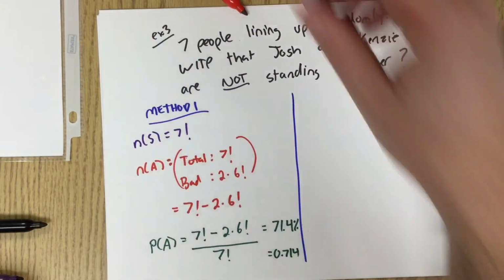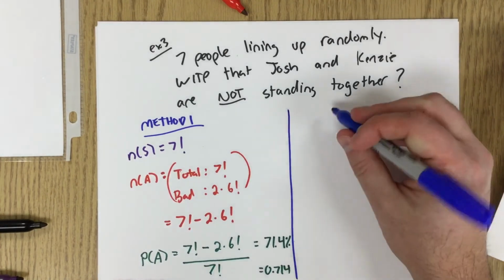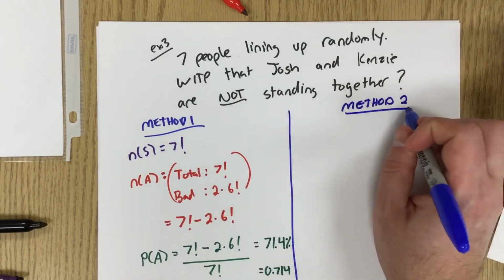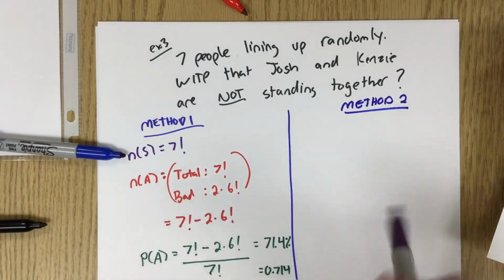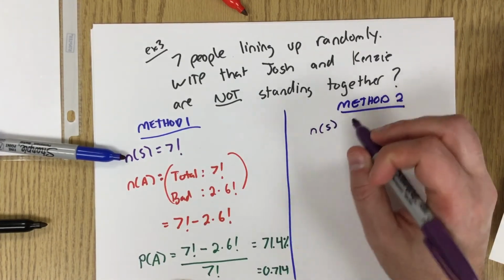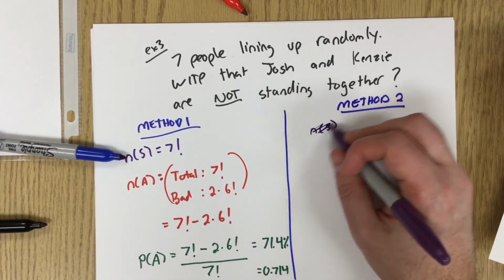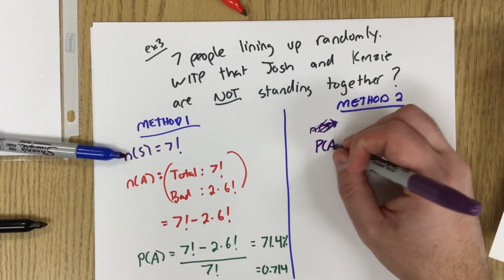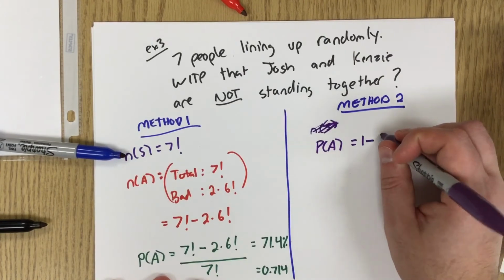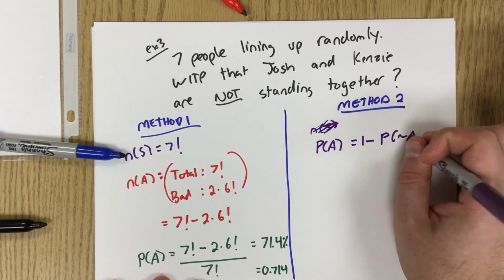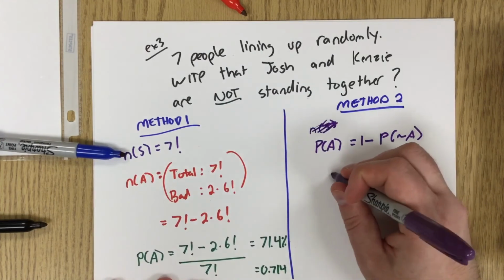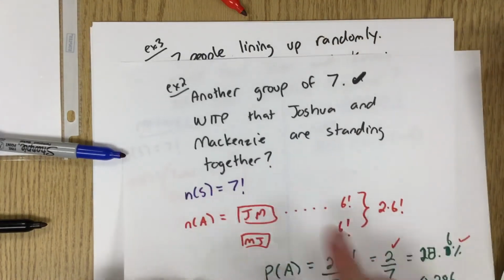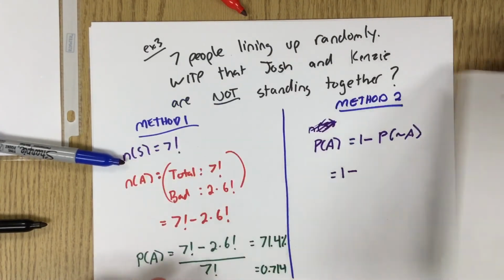Okay, so that was the first way of doing it. Now we're going to have method 2. So for method 2, actually we're not going to do an NS thing at all. We're going to use a different formula. We're going to do the one where the probability of getting what we want is 1 minus the probability of not getting what we want. And the probability of not getting what we want, so we don't want them standing together, the probability of that happening was 28.6%.